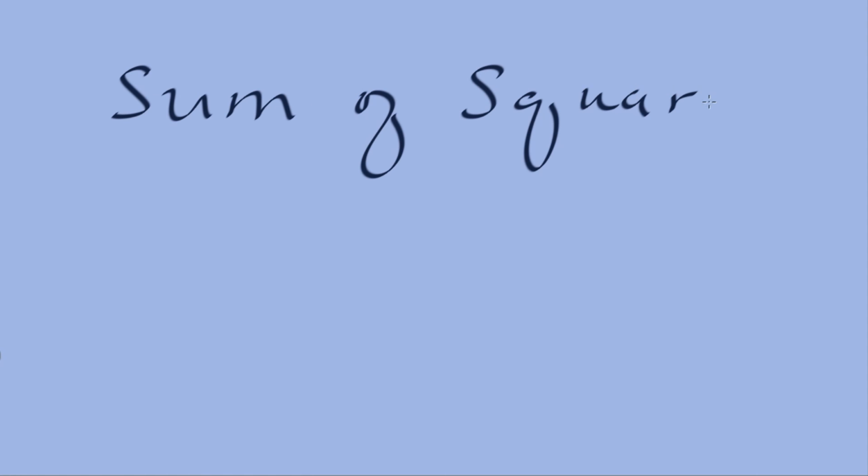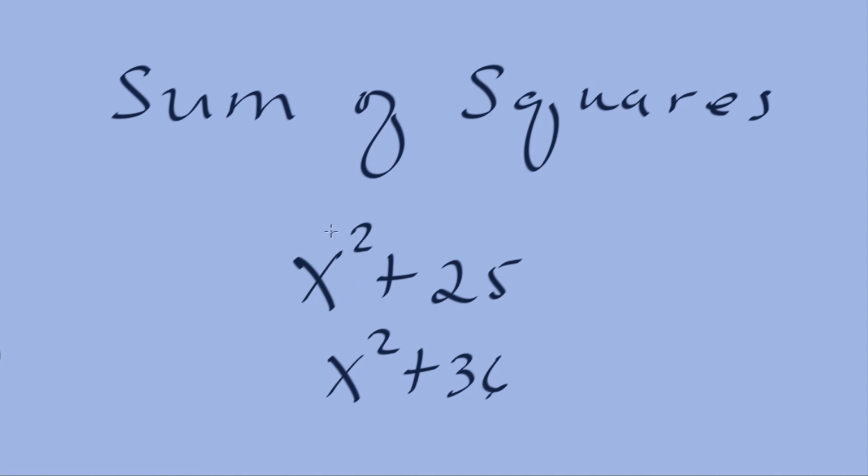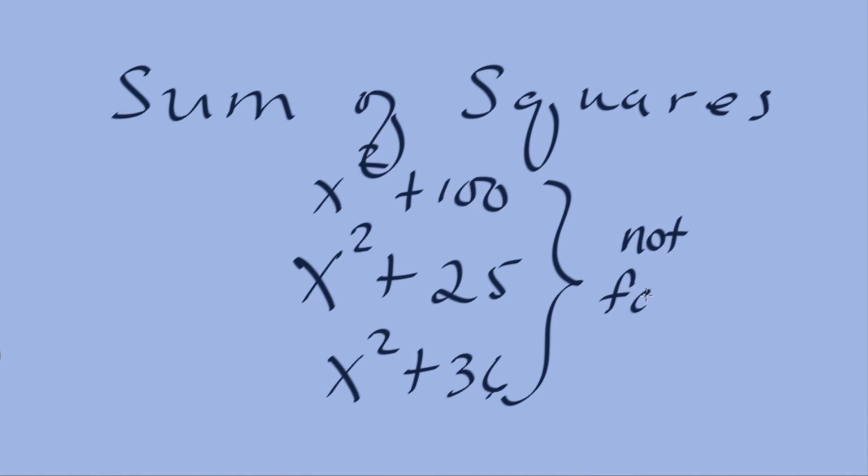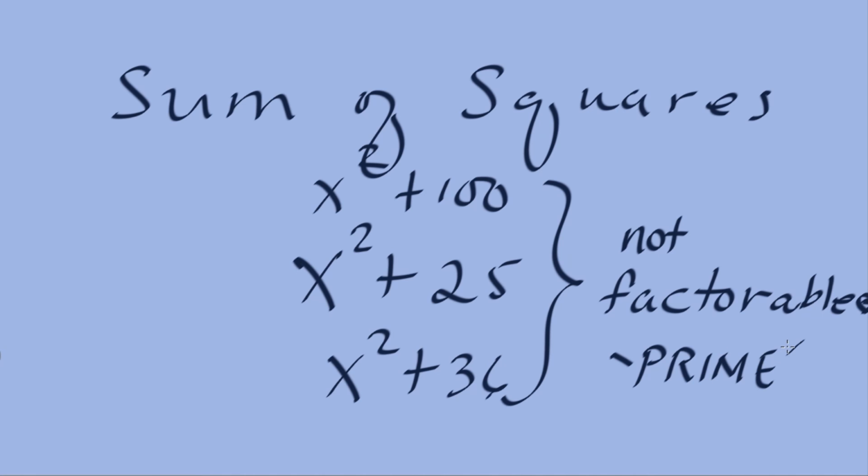So, in short, for any sum of squares, you have to recognize that it is a sum of squares, say x squared plus 25. What else? x squared plus 36. x squared plus 100. So these sums of squares are not factorable. They are not factorable, or you can just call them prime. So we can no longer factor them. So sums of squares are not factorable, and they are prime.